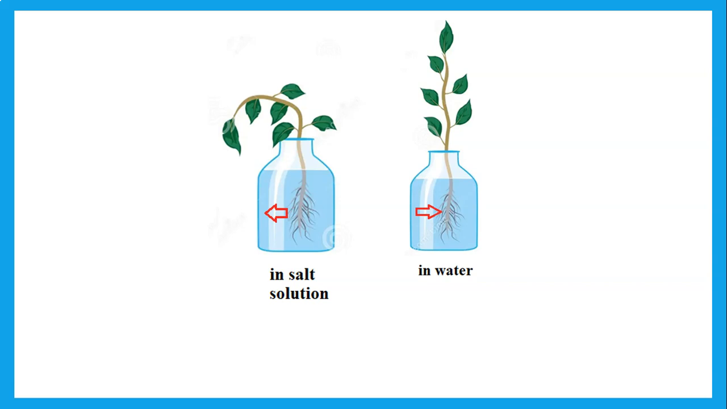While the other plant that is in water, there is higher water potential outside, so the water went into the root by osmosis, and that is why the plant has enough water.